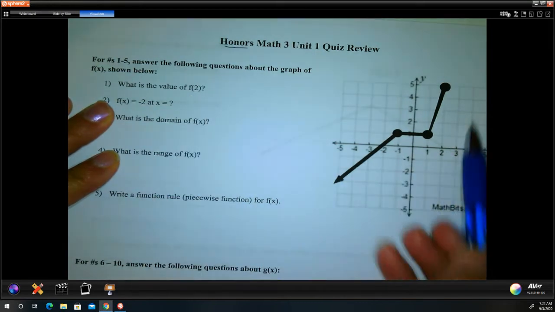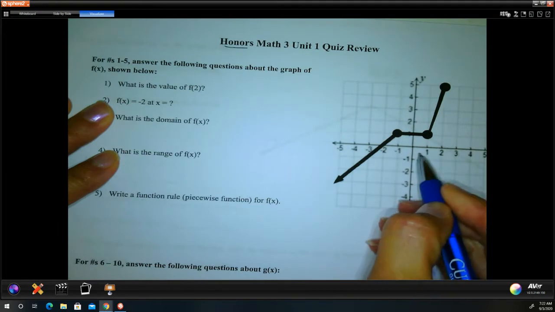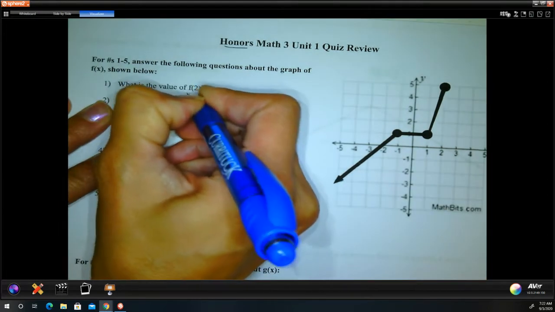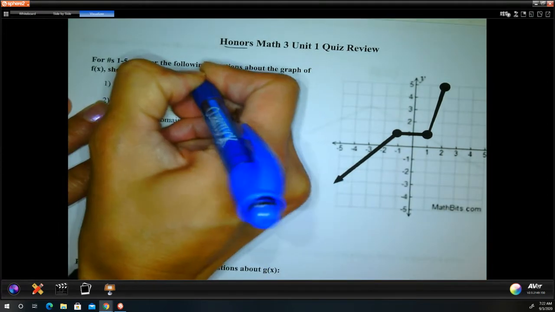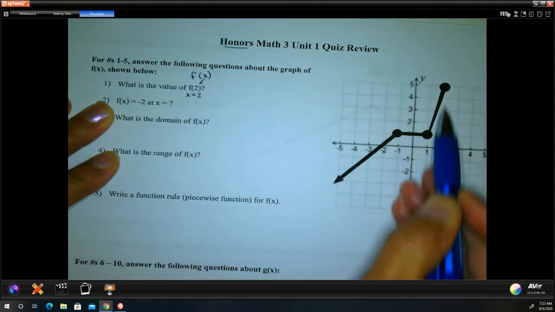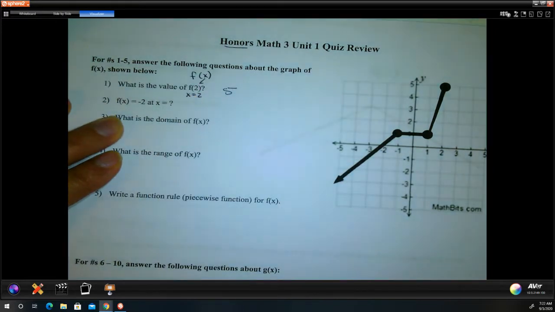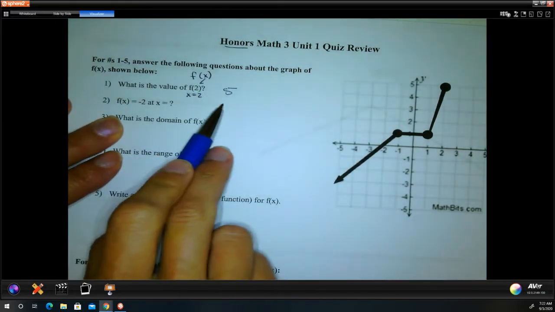So we are going to use this graph and find the value of f of 2. 2 is right here because this is saying x equals 2. Remember, when the number is inside, that's x's spot. So I'm going to go where x is 2 and look for my graph. The value, or the y, or the f of x value is 5.